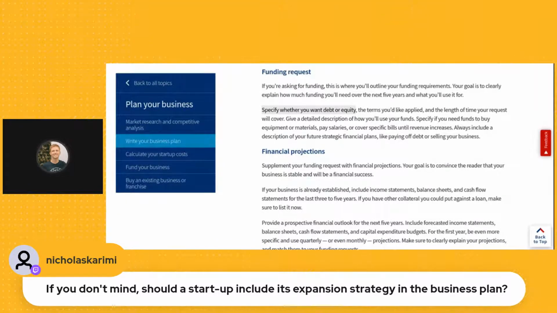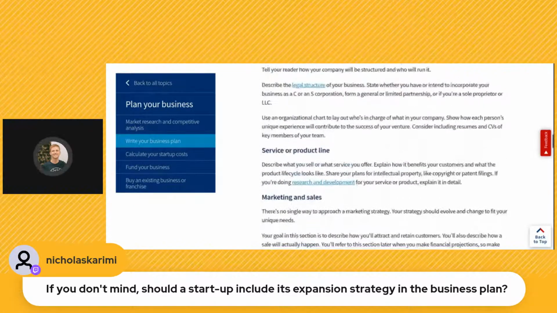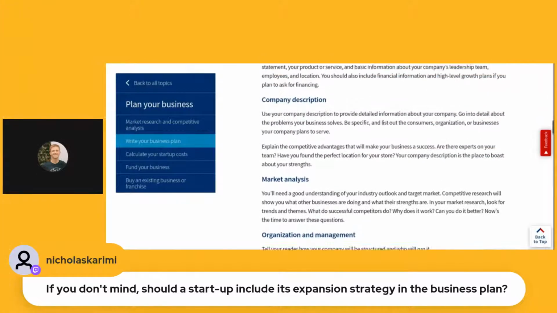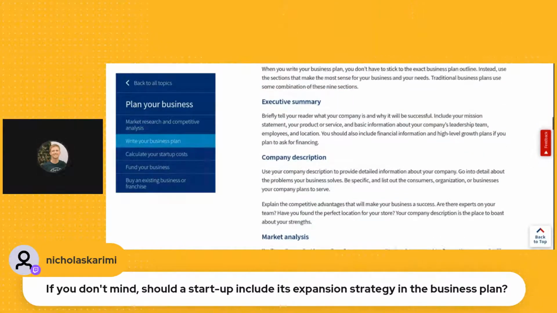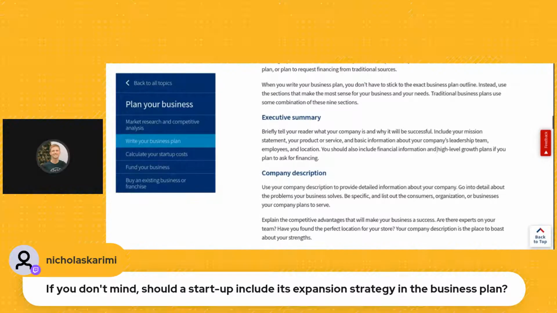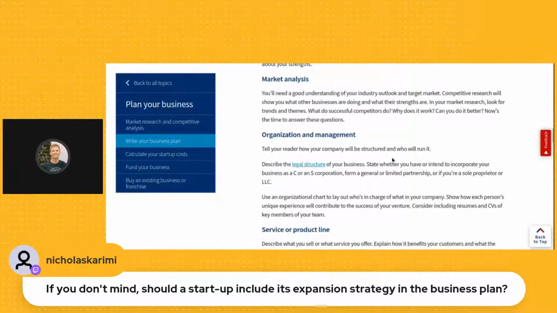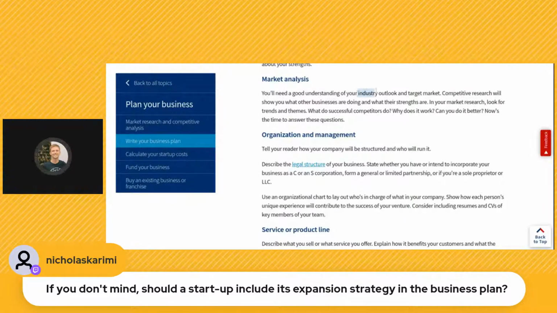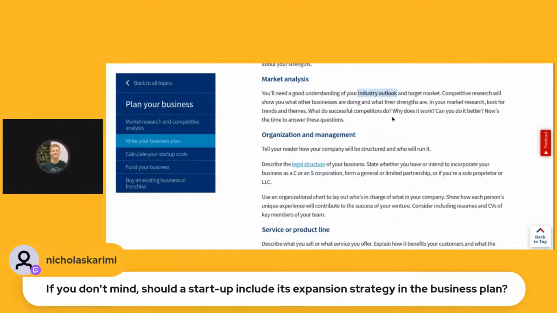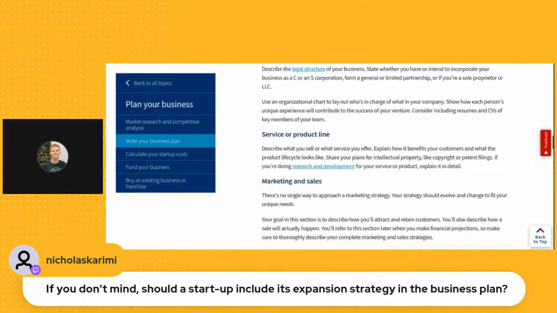So one question is, should a startup include its expansion strategy in the business plan? Yes, it should. And this goes back to a previous section, which was the company's growth plan. When you say expansion strategy, I am taking that to mean the high-level growth plan. I think that's something you could include in the executive summary. It's also something you could include in other aspects, like showing the industry outlook. A growing industry, of course, presumes that there will be growth in the company.